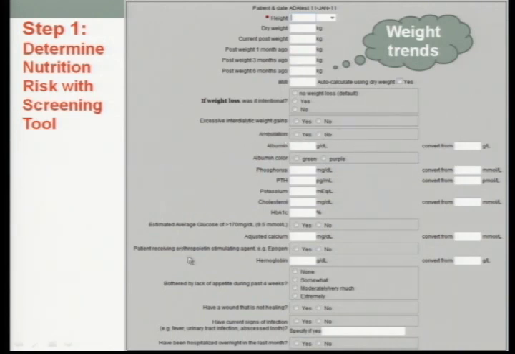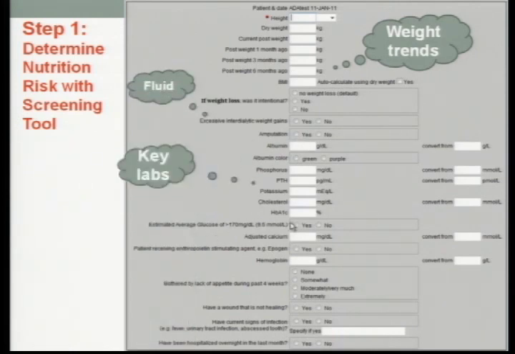Yes or no. And then the rest, the middle part, are all biochemistries, key labs that we think are important: albumin, phosphorus, PTH, potassium, cholesterol. If they're diabetic, we would ask you to enter their hemoglobin A1C if it's available. Adjusted calcium, are they on EPO? And if so, what's their hemoglobin? Then we ask you to think about appetite.